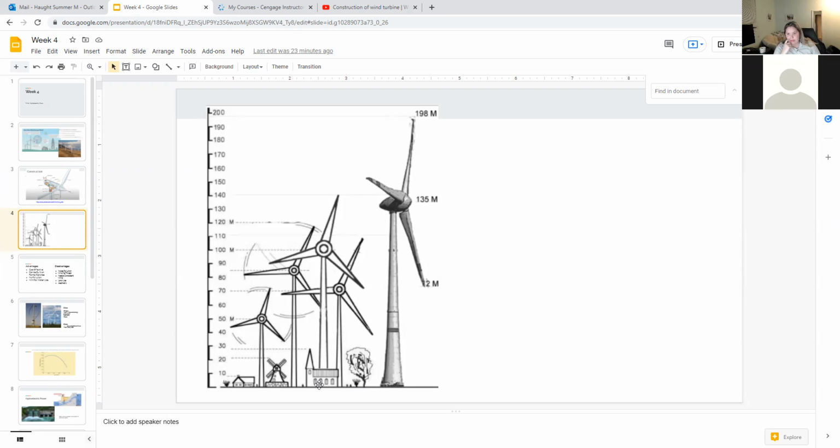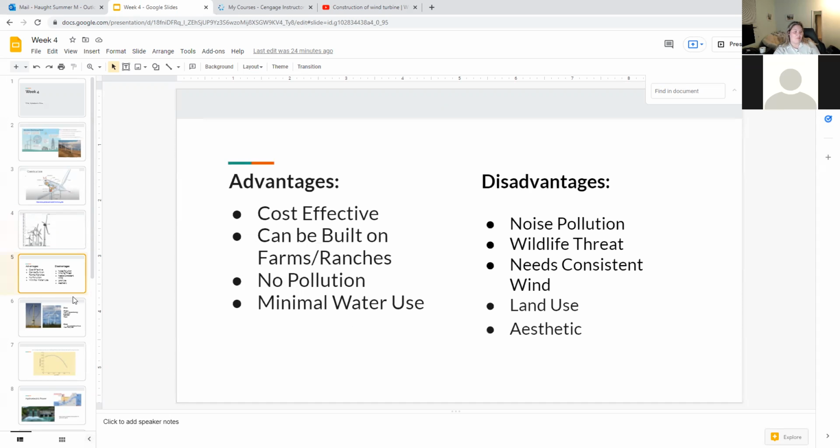And I think when we see them out in the open, or so far away as we're driving by, it's hard to see how big they are. But in the grand scheme of things, if you were to walk right up to one, they are huge and they are loud. And that kind of goes into our advantages and disadvantages.